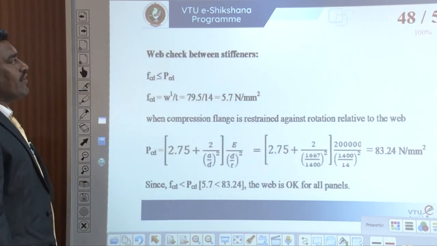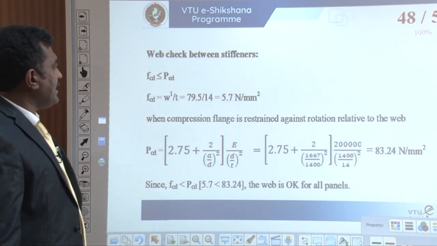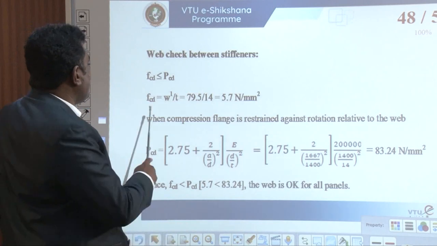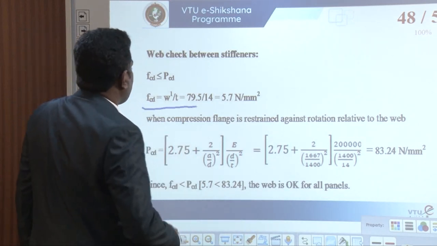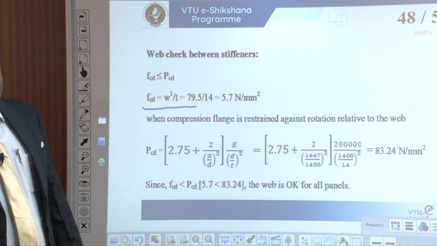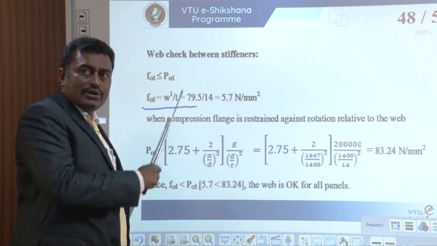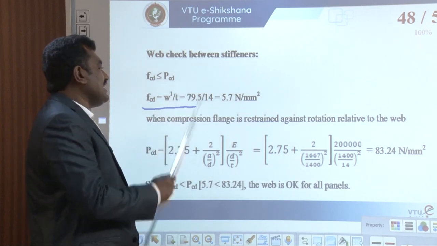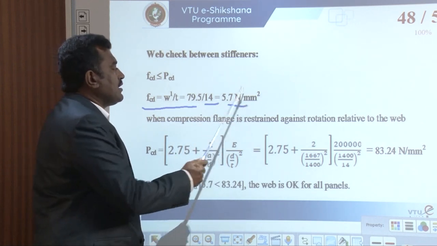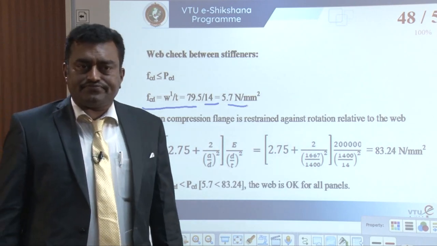Then go for the web check between stiffeners. That is F_cd smaller than or equal to P_cd. For this we check F_cd, which is equal to w_1 divided by t, where w_1 is the UDL load we are getting, 79.5, divided by 14 mm thick, which gives 5.7 Newton per mm square.